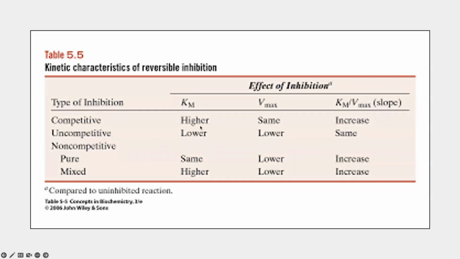For uncompetitive, you're going to have a lower Km, a lower Vmax, and your slope's going to stay the same. And then you can have the non-competitive. Pure is going to be Km stays the same, Vmax is lower, your slope is going to increase. In mixed, you're going to have a higher Km, a lower Vmax, and an increase in slope. So here you can really see the differences and what to identify on an exam.